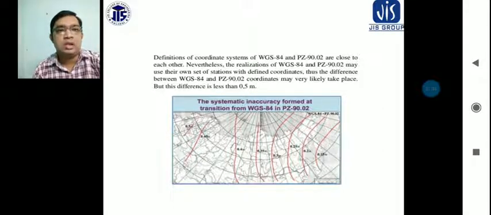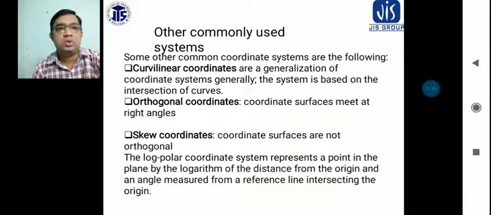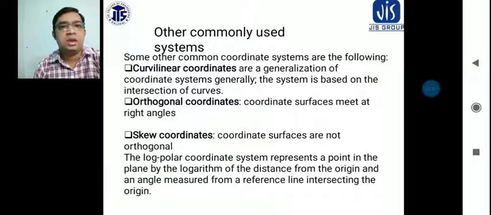For transformations from WGS 84 to PZ 90.02 and other commonly used systems, you can see some other common coordinate systems are the following. Curvilinear coordinate systems are generalizations of the coordinate system. Generally, the system is based on the intersections of curves. In orthogonal coordinates, the coordinate surfaces meet at right angles. In skew coordinate systems, the coordinate surfaces are not orthogonal.